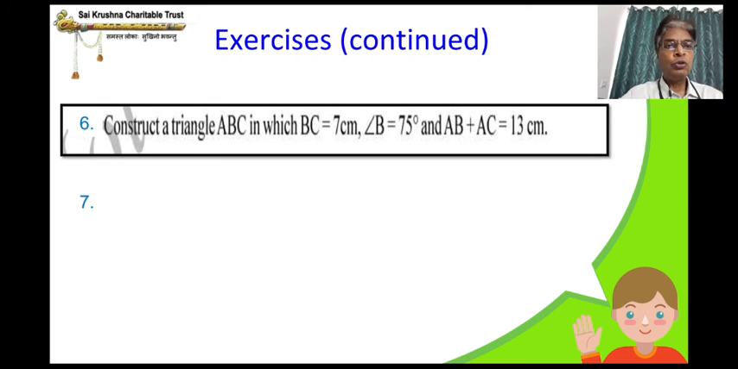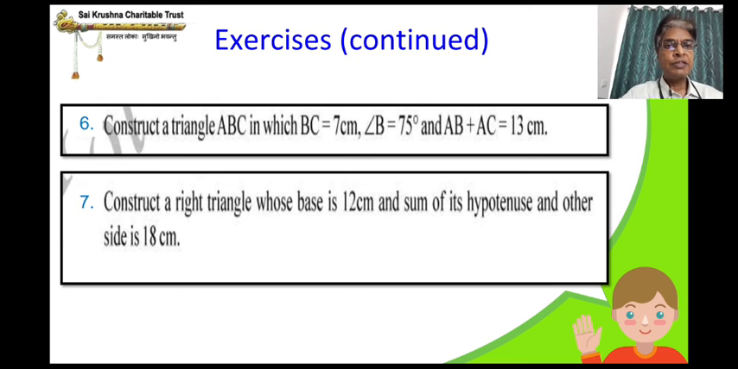Here we have got two triangles. Now as I was telling you, in case during construction you have not got the triangle, probably the length or the angle may not be matching with the triangle. So no problem. Now you take these examples. Example 6: we have got BC equal to 7 centimeter, angle 75 degree, then AB plus AC equal to 13 centimeter. So 3 parts are given here.